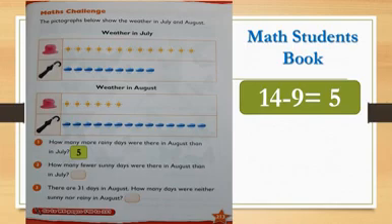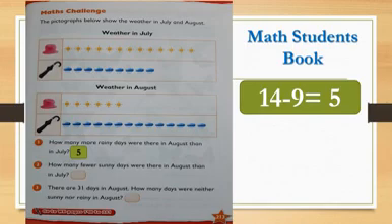Again, kids, we have to count how many sunny days are there in July. Let's count. 1, 2, 3, 4, 5, 6, 7, 8, 9, 10, 11, 12, 13. So there are 13 sunny days in July. How about in August? Will you count with me? Let's start. 1, 2, 3, 4, 5, 6.